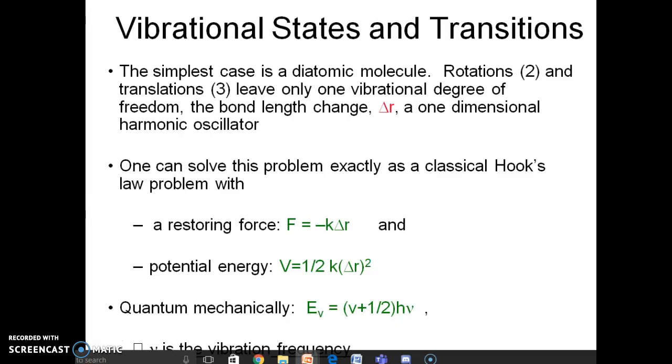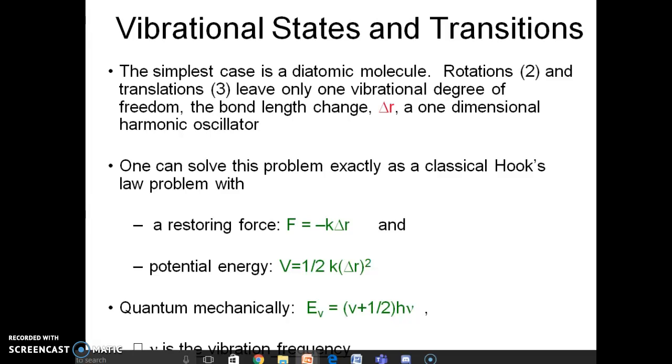The simplest case is a diatomic molecule, which has 2 rotations and 3 translations, leaving only 1 vibrational degree of freedom. The bond length delta R behaves as a one-dimensional harmonic oscillator, which can be solved by the classical Hooke's law problem, wherein the restoring force F is equal to minus K delta R, and the potential energy for that is given by V is equal to half K delta R squared.